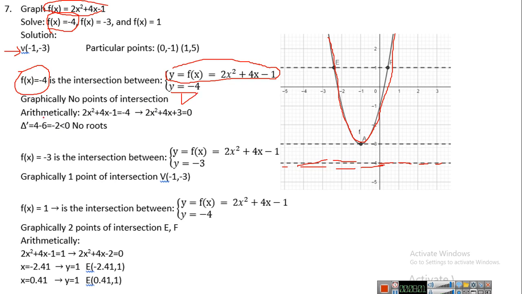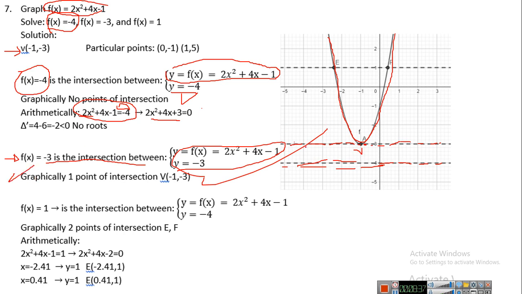If you want to solve it arithmetically, you're going to get delta less than 0. So you equate it, you take the 4 to the other side. So if you do delta, delta negative, so no roots. If you want to solve f of x equal minus 3, it's nothing else than the intersection between y equal f of x and y equal minus 3. This is y equal minus 3. The one point of intersection is what here, the vertex, which is the point A. So directly you can put that it is the vertex. Why? Because you have one point.